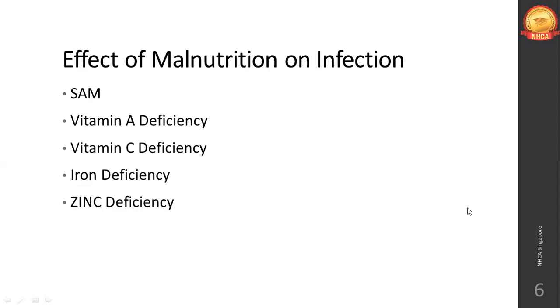Zinc deficiency: the lymphoid tissues, which are present in the lymphatic system, undergo atrophy, they decrease in size if zinc is not present in adequate amount in your body.